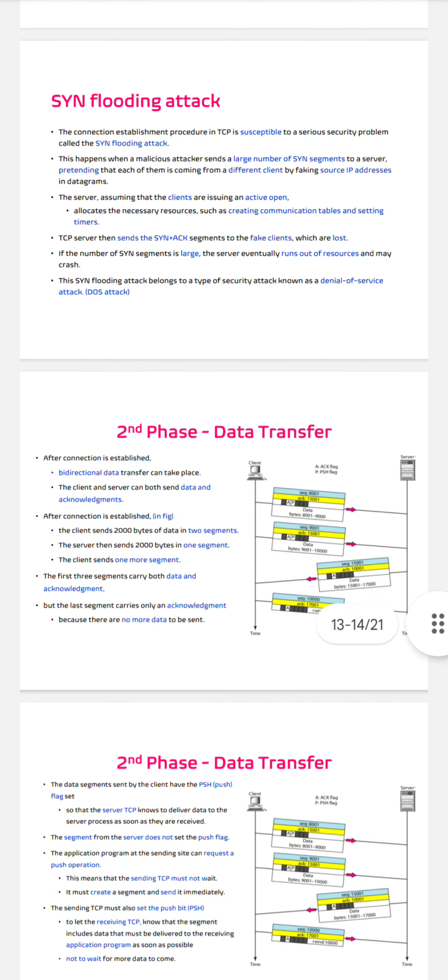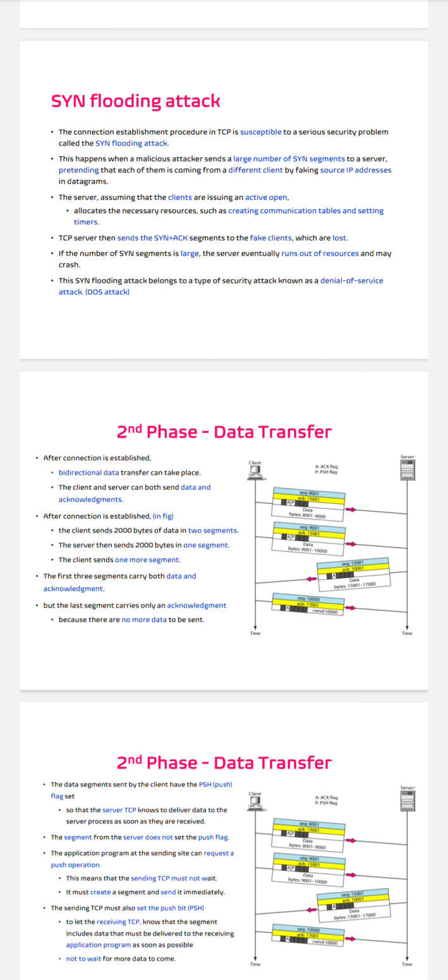SYN flooding attack: the connection establishment procedure in TCP is susceptible to a serious security problem called the SYN flooding attack. The TCP server assumes the clients are requesting active opens and allocates the necessary resources, such as creating communication tables and setting timers. The TCP server sends SYN plus ACK segments to the fake clients, which are lost. If the number of SYN segments is large, the server actually runs out of resources and may crash.